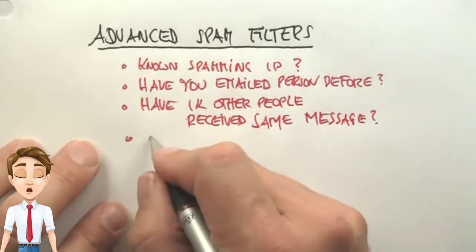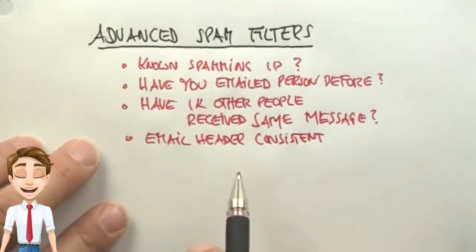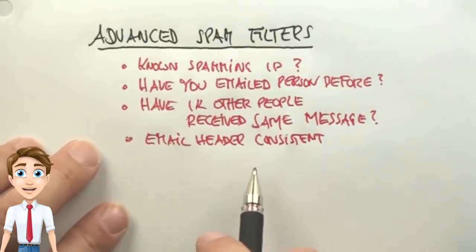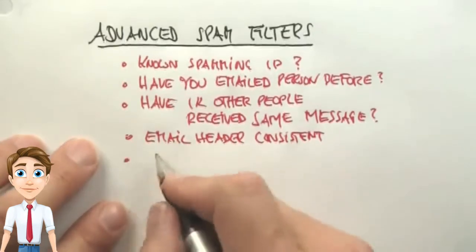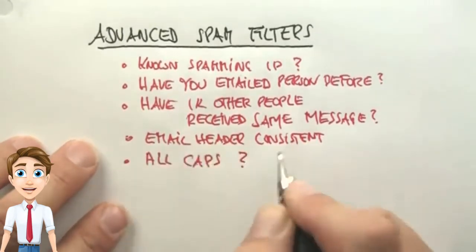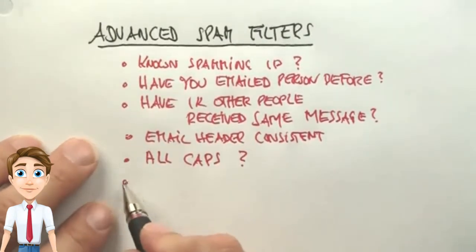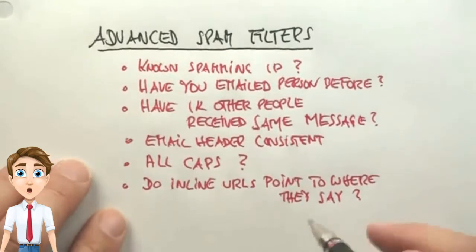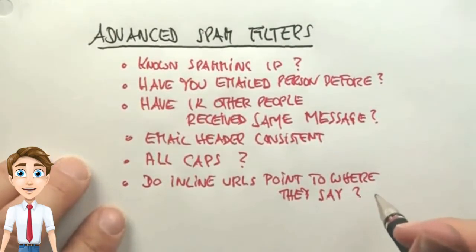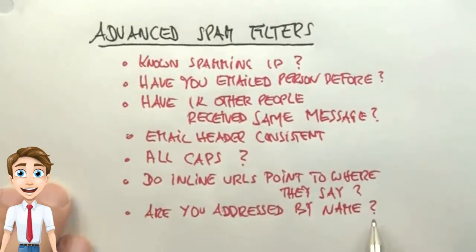Is the email header consistent? So for example, if the from field says your bank, is the IP address really your bank? Surprisingly, is the email all caps? Strangely, many spammers believe if you write things in all caps, you pay more attention to it. Do the inline URLs point to those pages where they say they're pointing to? Are you addressed by your correct name?